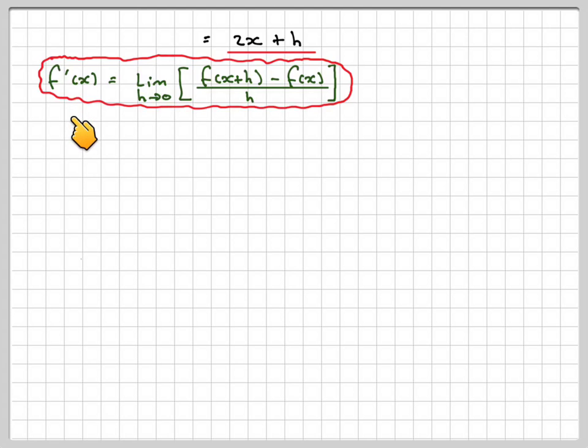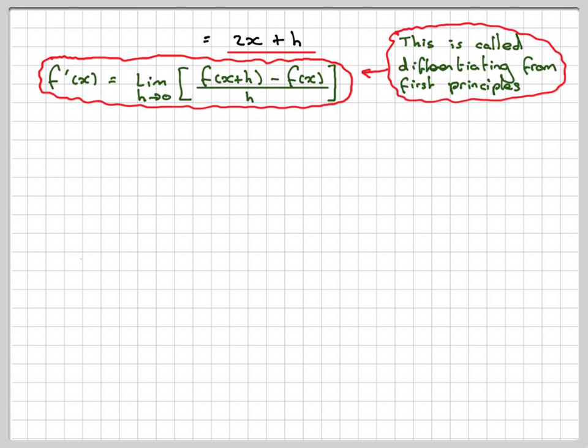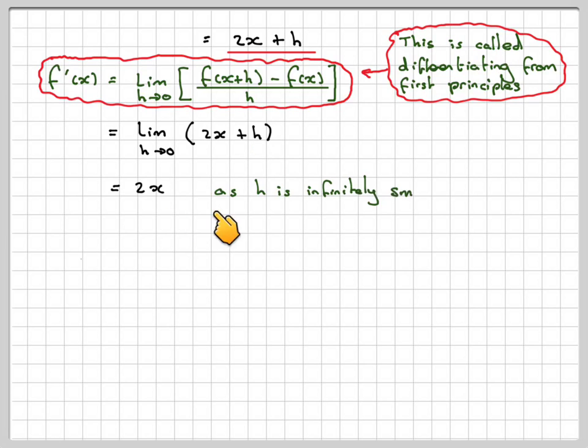Now in order to find the gradient function, you need to take the limit of this function as h goes to 0. So it's the limit of f of x plus h minus f of x, divided by h. And this is called differentiating from first principles. So we want to do the limit as h goes to 0 of 2x plus h. Now what you've got to say at this stage is that h is so small that you can ignore it. So you're just left with an answer of 2x. And the reason is that h is infinitely small.